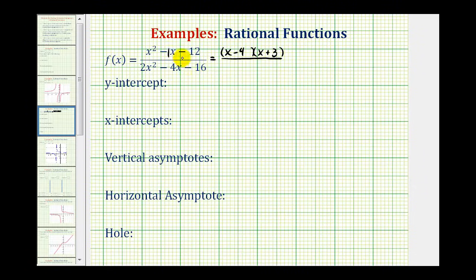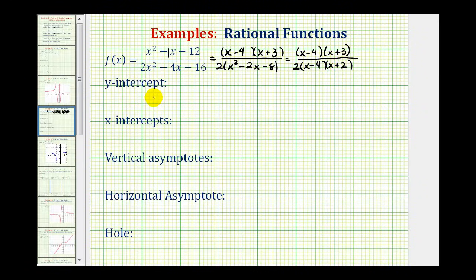Looking at the denominator, notice how we first have a common factor of 2. Let's factor 2 out. That would give us x squared minus 2x minus 8. But this does factor again. We still have our factor of 2, and then we'll have two binomial factors. The factors of x squared are x and x. The factors of negative 8 that add to negative 2 are negative 4 and positive 2.